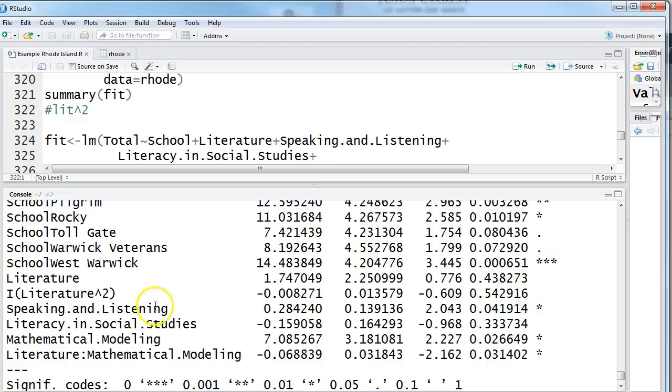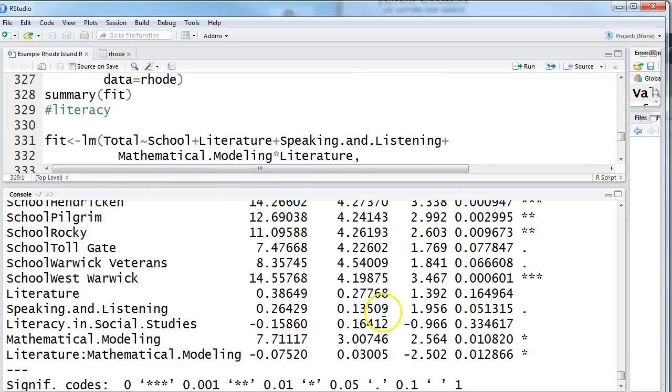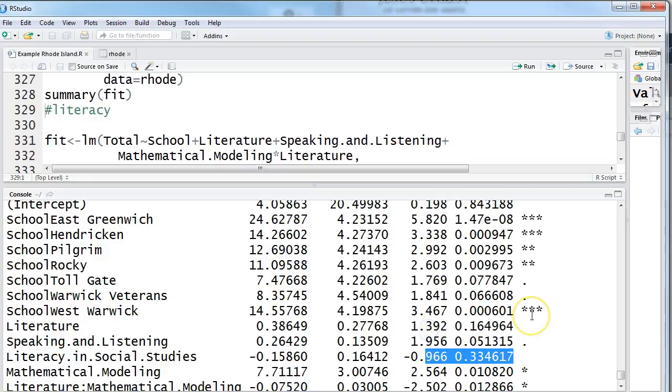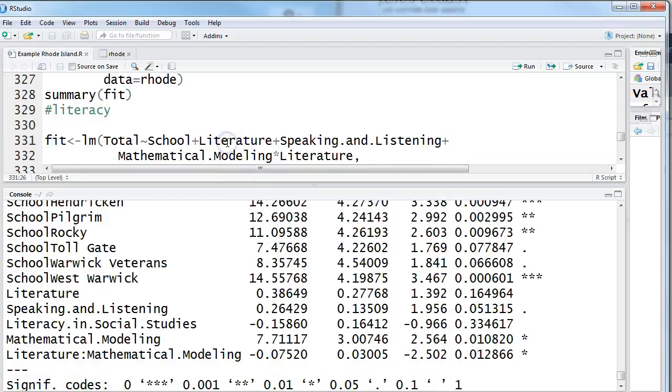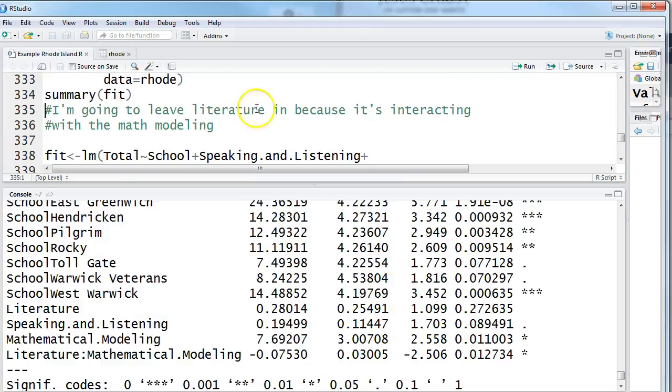What's got a big p-value? Oh, look at this big p-value, and it's a fairly complicated term. I really think lit squared should come out next, which apparently last time I did this, I agreed. Literacy, 0.33. Okay, that makes sense, right? Because that's the biggest p-value. Okay, I'm going to leave literature in.